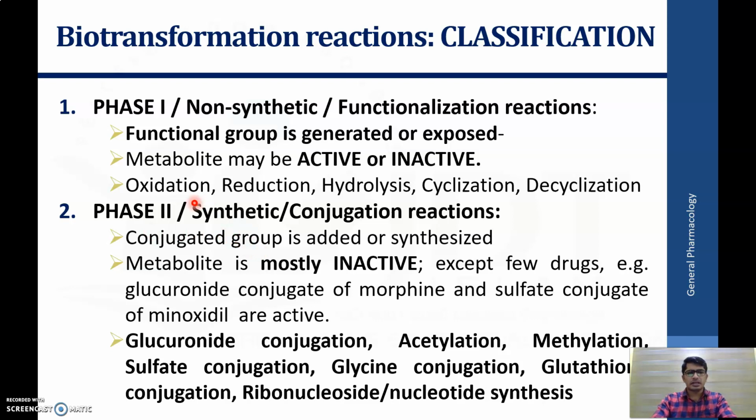And in case of phase 2 reaction, a conjugated group is added or synthesized in the drug, so the metabolite will be mostly inactive, except a few like the glucuronide conjugate of morphine and the sulfate conjugate of minoxidil, which are active. So this is the final stage. Before excretion, phase 2 reactions inactivate the drug and convert it to polar, lipid insoluble or water soluble compounds. Examples of phase 2 reactions are glucuronide conjugation, acetylation, methylation, sulfate conjugation, glycine conjugation, glutathione conjugation, ribonucleoside or nucleotide synthesis.